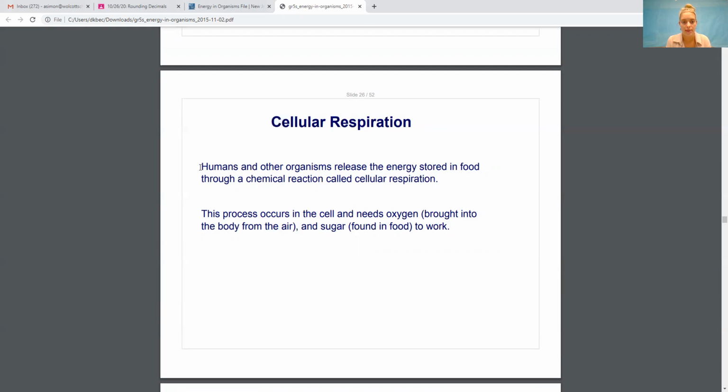Okay, so go ahead and add this in. Humans and other organisms release the energy stored in food through a chemical reaction called cellular respiration. So cellular respiration is a chemical reaction that's happening inside your body when you eat food.